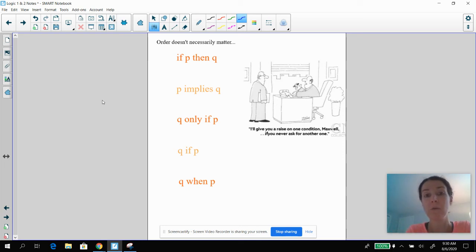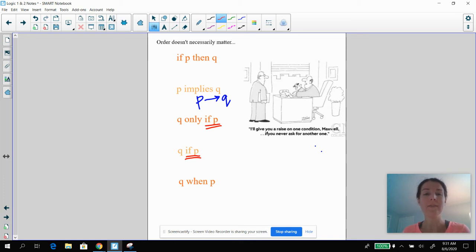So here's our typical one. If P, then Q. But I also have P implies Q. And you'll see us use this a lot. P implies Q. Q only if P. So see how the if statement is still our P. So that's still our hypothesis. And then the second to last one is pretty similar. So Q if P. So again, that if is with my P. So even if it comes second, if it's if, blah, blah, blah, then you know that that's still your hypothesis.